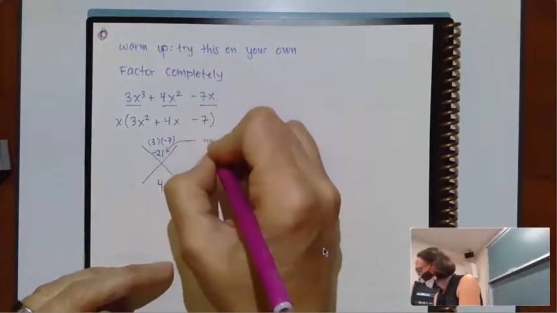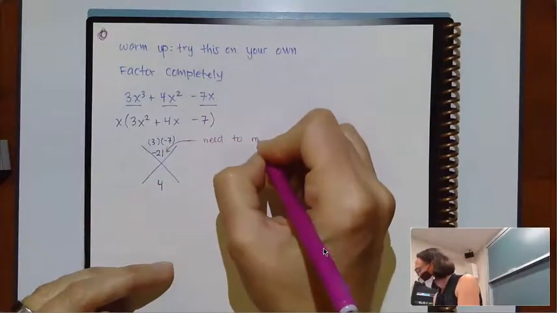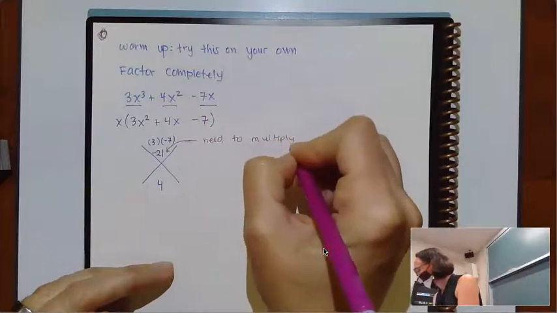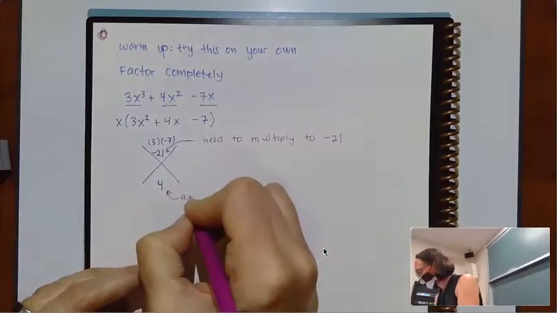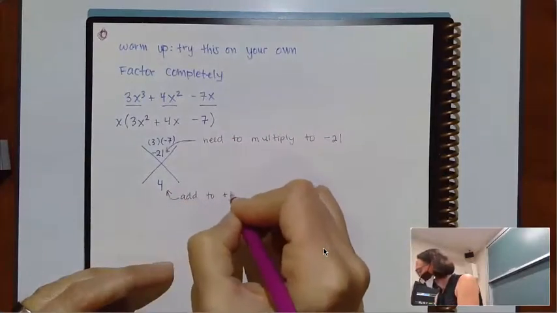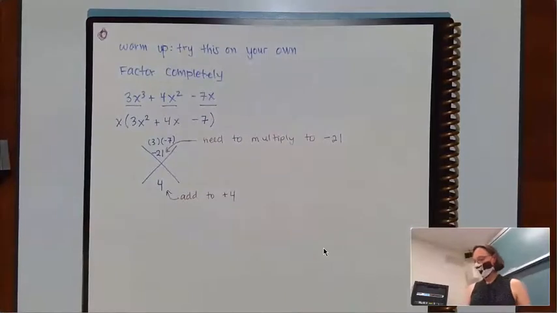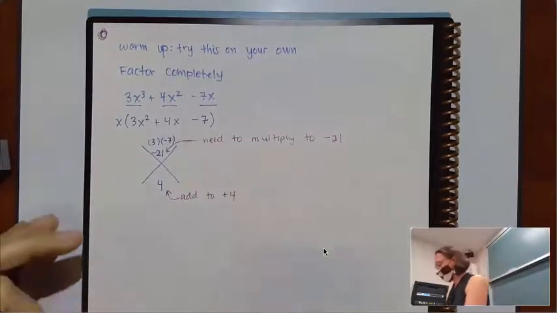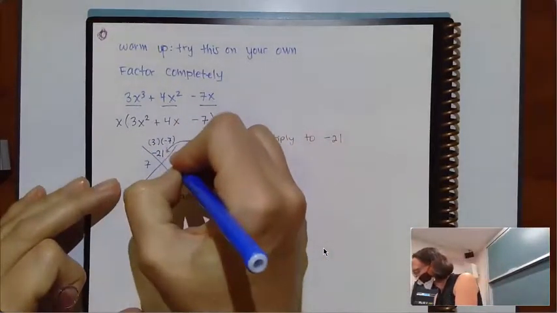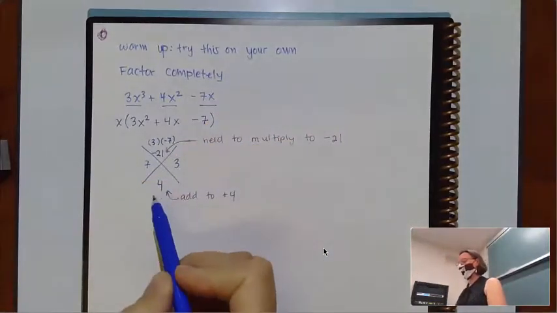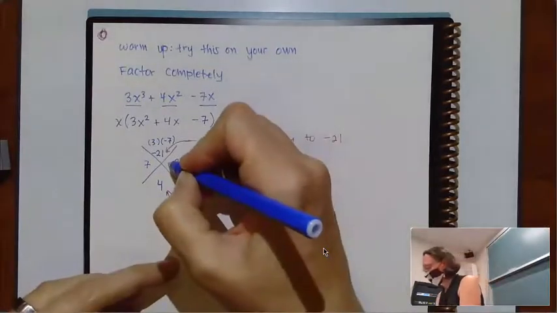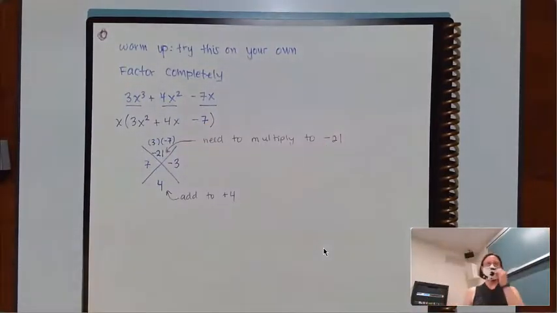But we need to multiply to -21, add to +4. So in terms of factors of 21, there aren't a lot. 7 and 3 are definitely the ones I'm thinking about here. And I know one has to be positive and one has to be negative. I need to end up with a +4. So that means my 3 has to be negative.